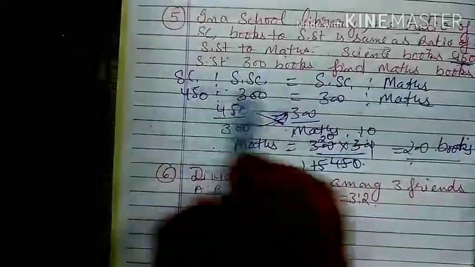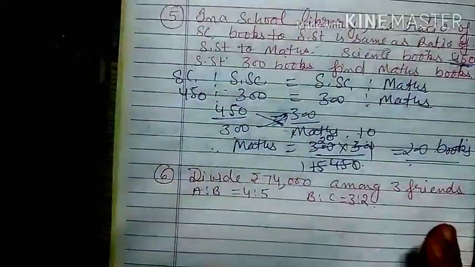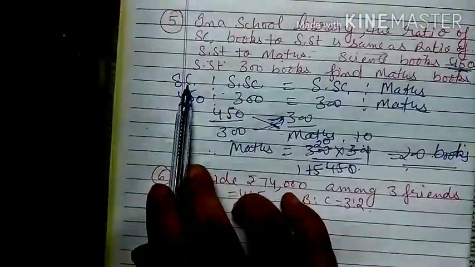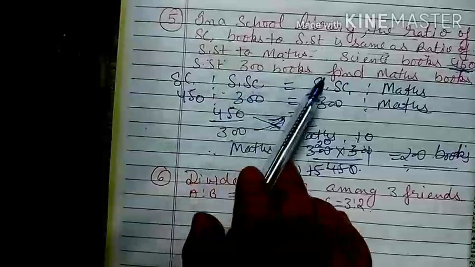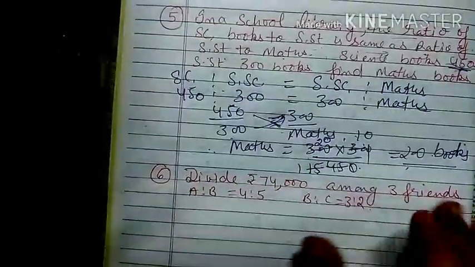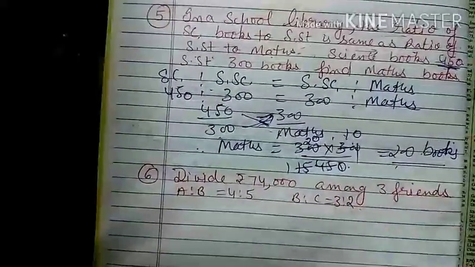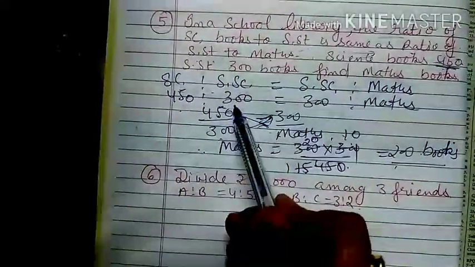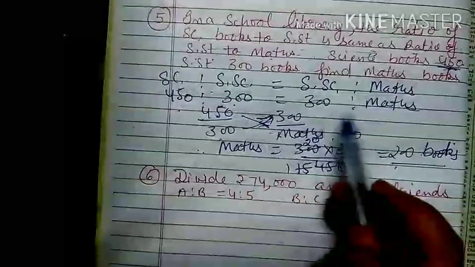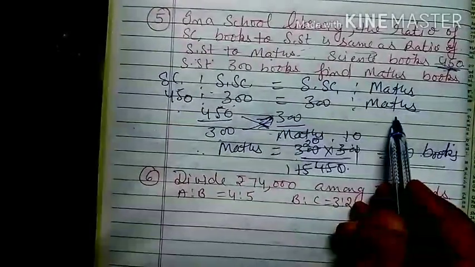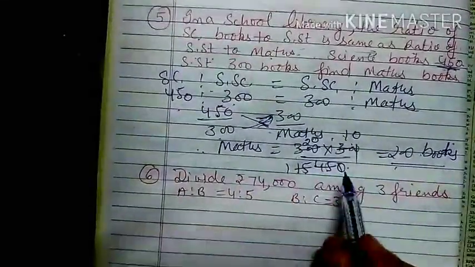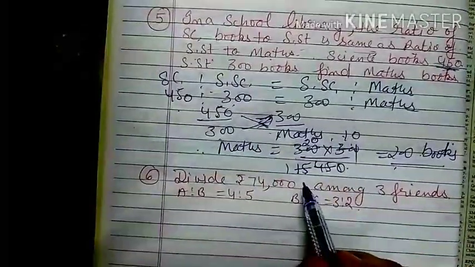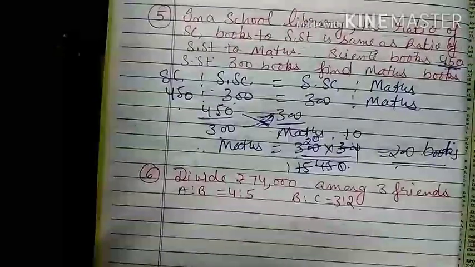If you check again, I repeat, what is given in this question: the ratio of science books to social science books and social science books to maths books are equal to each other. So if science books are 450 and social science books are 300, what is the quantity of maths books? I replace the values of science and social science, cross multiply with each other, and I got the maths books as 200.